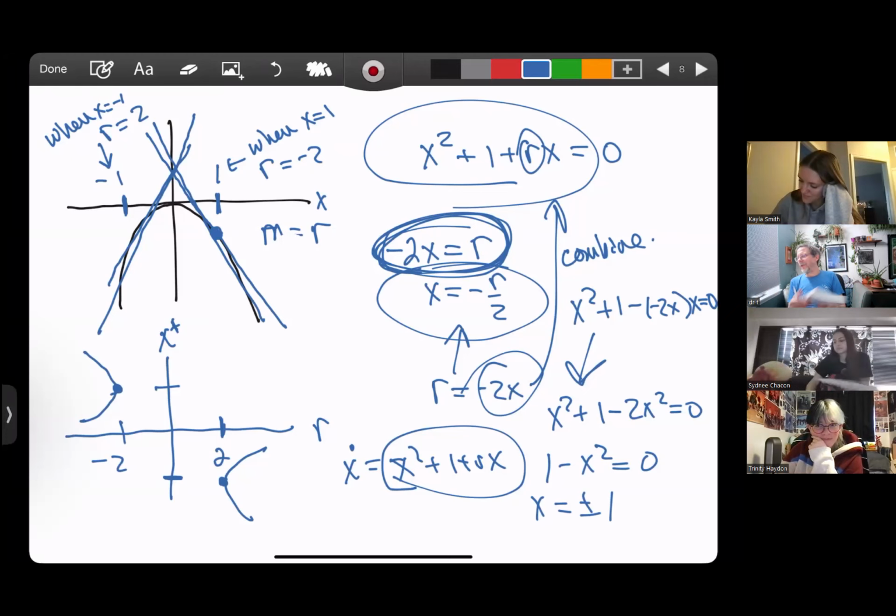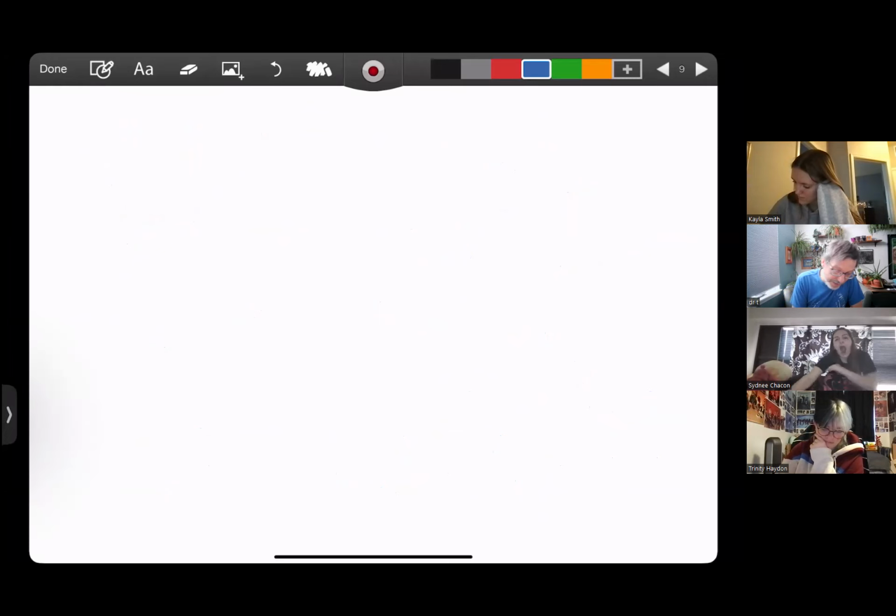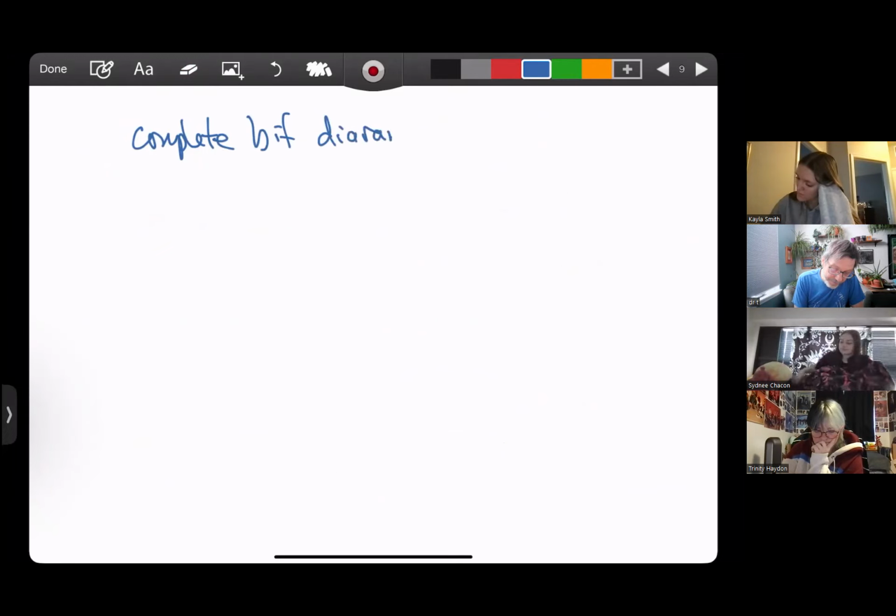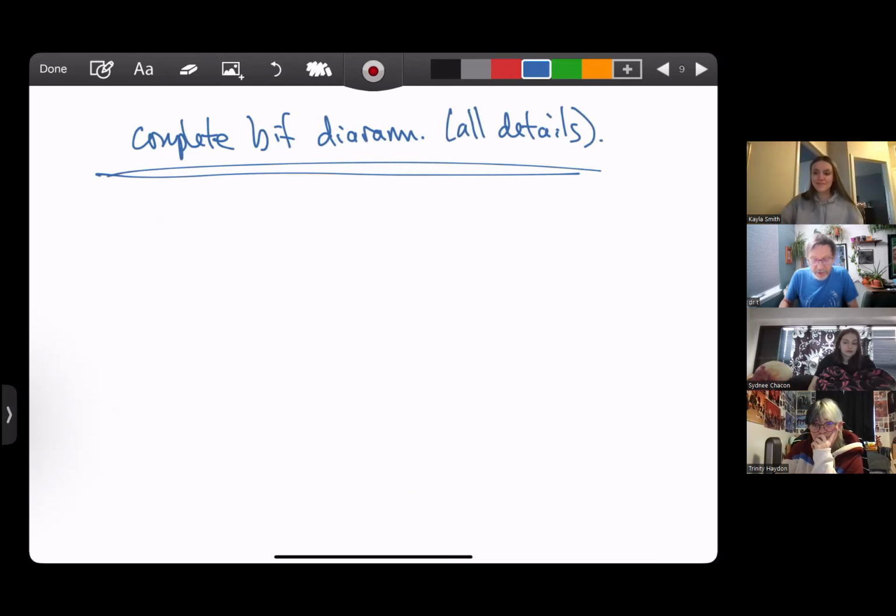Then I'll give you a full-fledged one to do after this, but this is a nice warm up. And I would add to this as well, so here's what I'd like. Complete the bifurcation diagram with all details. That's all I want. For some reason I thought I was going to get more excited about that, but that'll be plenty. That'll be hunky-dory.